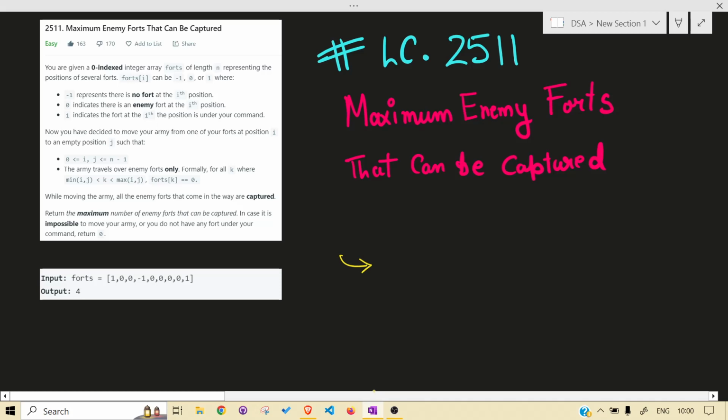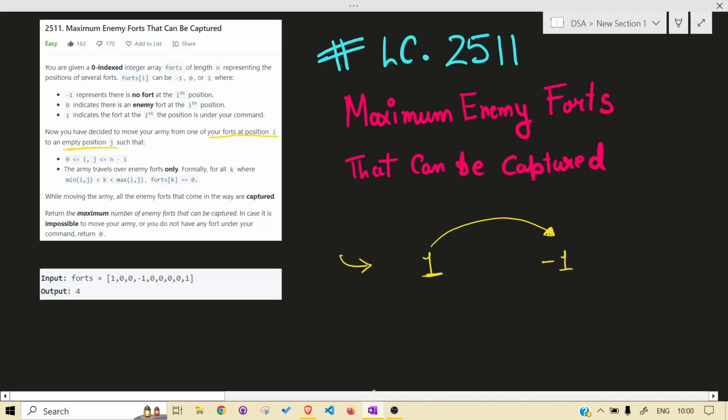What the problem is asking is that you need to move your army from your fort i to the empty position j. This is very important: empty position j. What do I mean by empty position? It is -1. 1 indicates your fort, so you can move your army from your fort to an empty place. This much is clear.